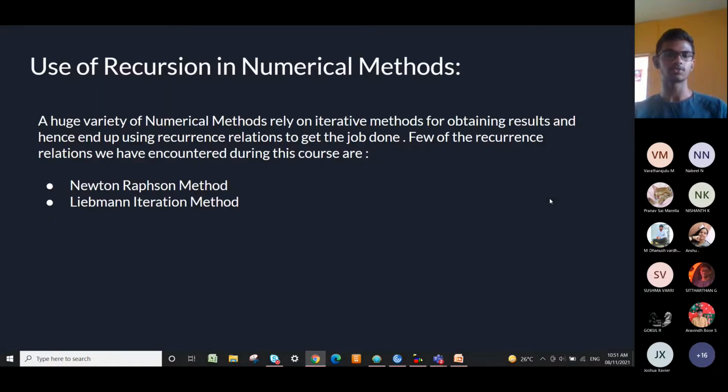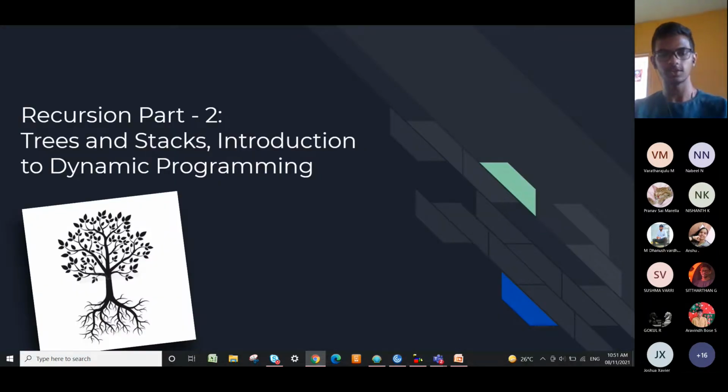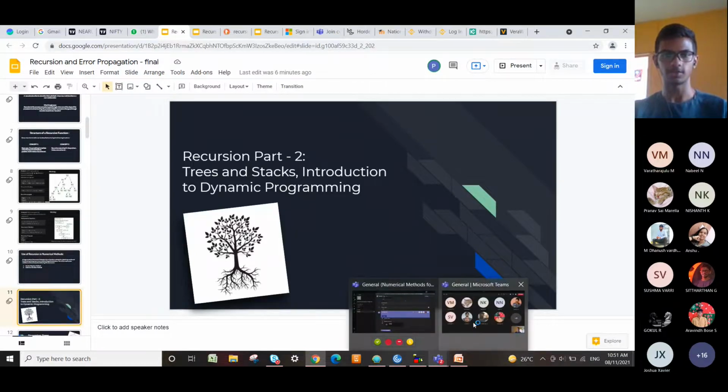Similarly, uses of recursion in numerical methods. A huge variety of numerical methods rely on iterative methods for obtaining results and hence end up using recurrence relations to get the job done. A few of the recurrence relations we have encountered during this course are the Newton-Raphson method, which we have studied recently, and the Liebmann iteration method, which we have also studied. Now Sanjay will continue with the second part of recursion.